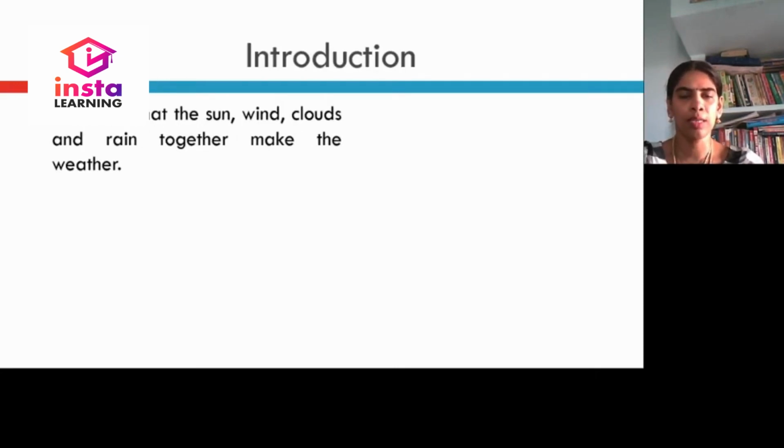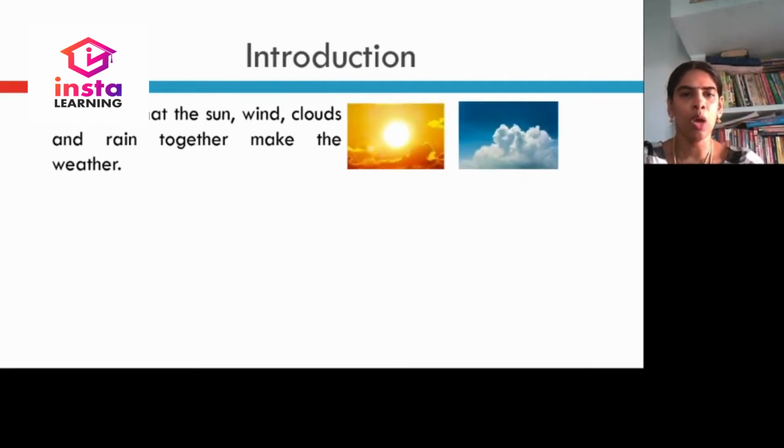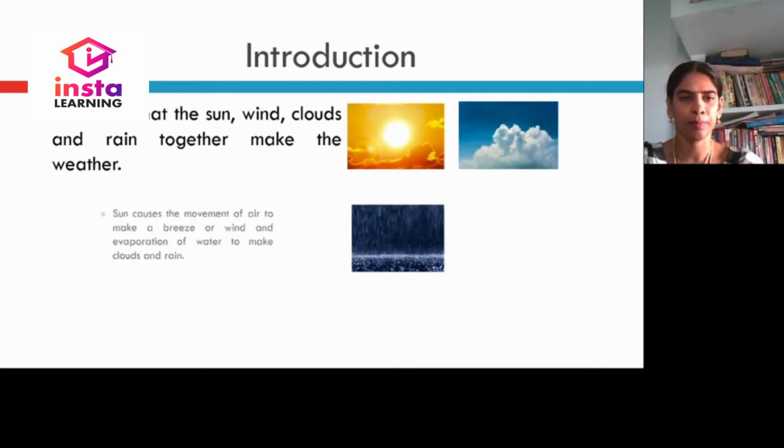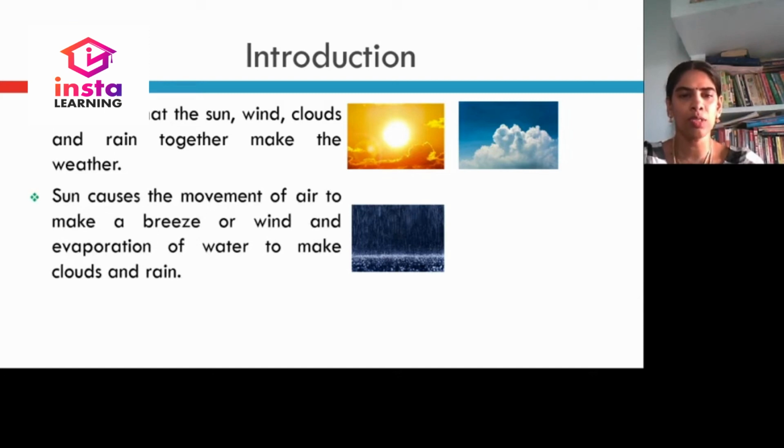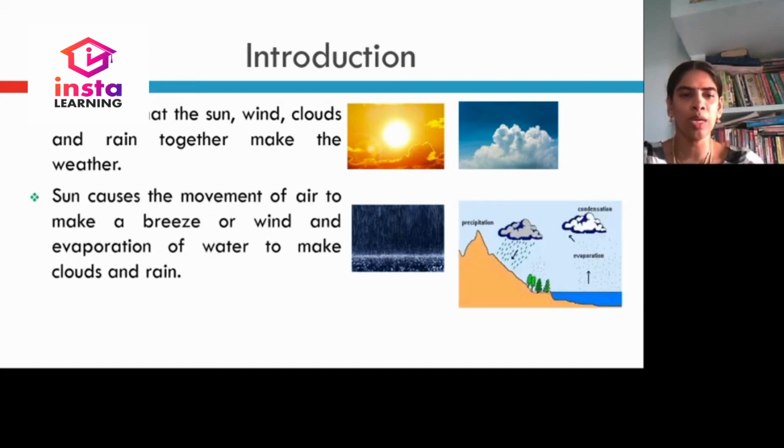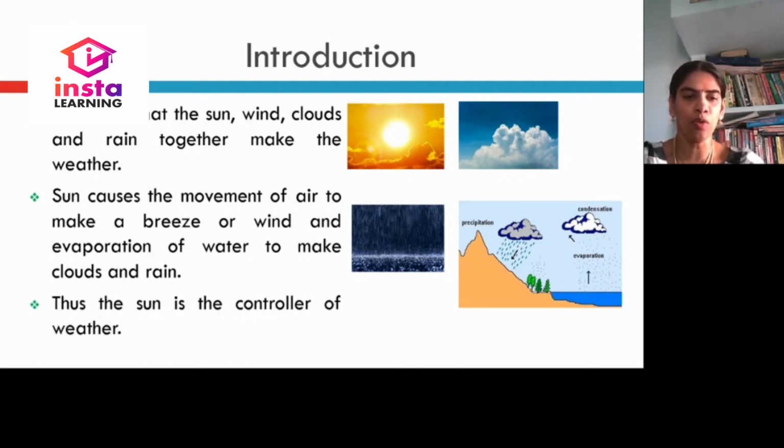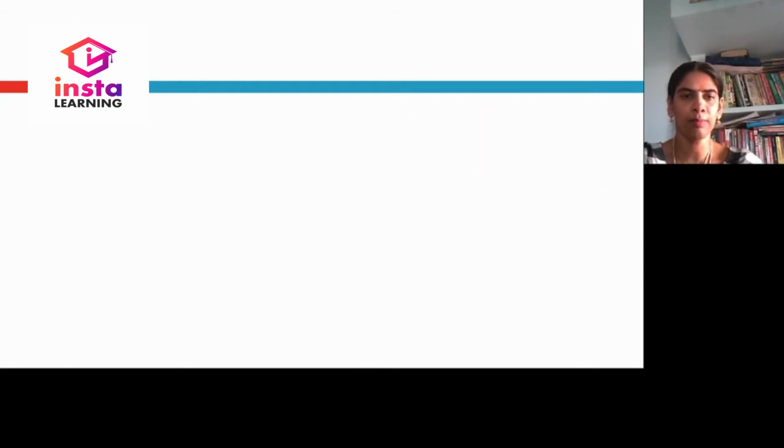You know that the sun, wind, clouds and rain together make the weather. Sun causes the movement of air to make a breeze or wind, while evaporation of water makes clouds and rain. Thus, we can say that the sun is a controller of weather. Let us now learn about the heat rays from the sun.